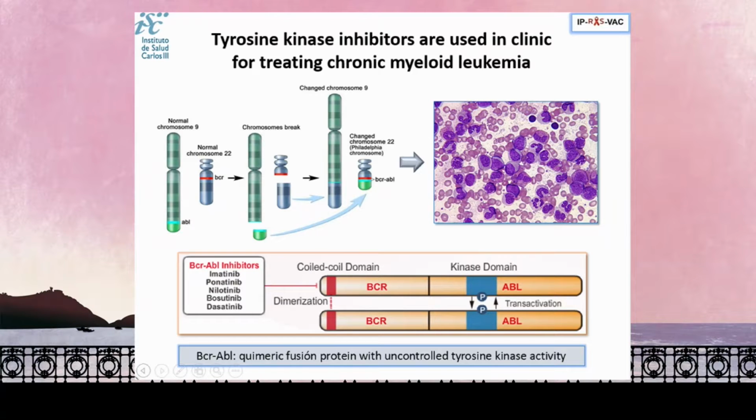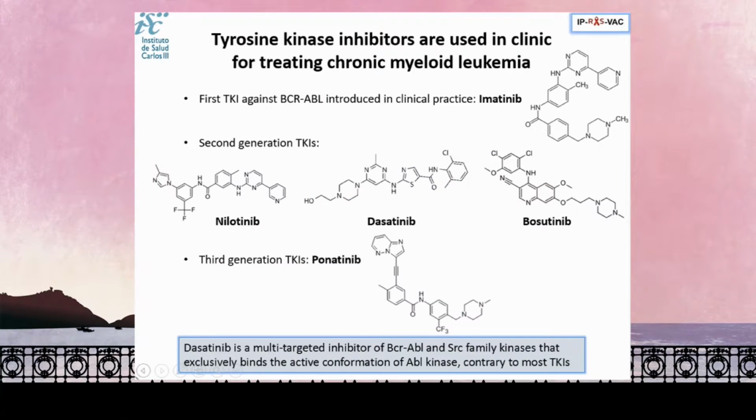So some tyrosine kinase inhibitors were developed in order to interfere with the activity of this constitutively activated BCR-ABL kinase, and these are the most important ones currently used in the clinic. We have been searching for antiviral activity with these tyrosine kinase inhibitors. The first one developed and introduced in clinical practice is imatinib, but because of resistance due to punctual mutations in the kinase domain, second generation tyrosine kinase inhibitors were also produced, like nilotinib, dasatinib, and bosutinib, and there is also a third generation inhibitor, the most important one being ponatinib.